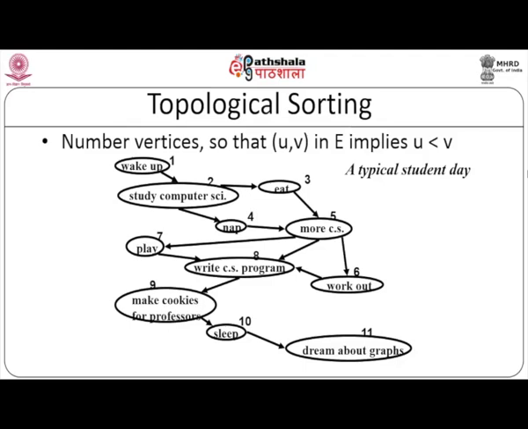Okay. But for you to do workout, you should have done more computer science, and for you to play, you have to do more computer science. So, 5, then 6 and 7 you can do in any order, but only after both can you write CS. So, that is a very powerful mechanism actually.